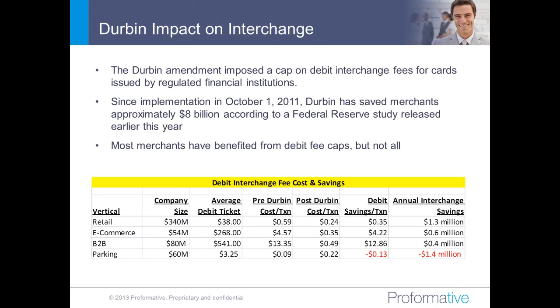So now let's jump right in. We talked about macro considerations, and one of them was the Durbin Amendment. Let's elaborate on that a little bit. The Durbin Amendment imposed a cap on debit interchange fees for cards that are issued by regulated financial institutions. When I say regulated, it is any bank that has global assets over $10 billion.